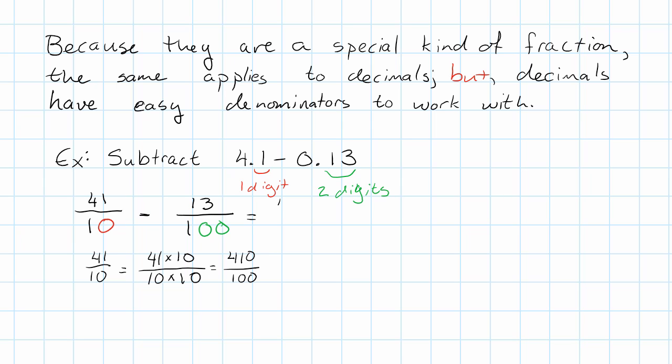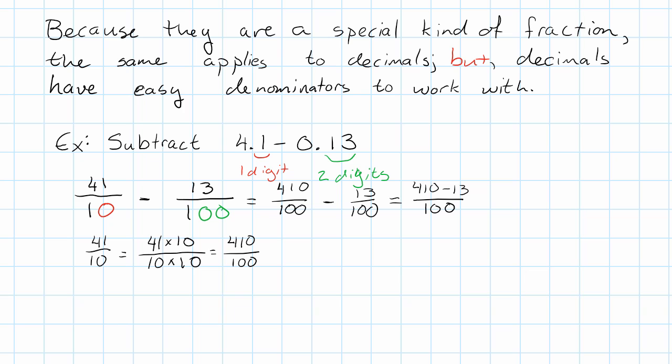So my problem is going to be 410 hundredths minus 13 hundredths. Okay, these have the same denominator. So my new denominator is going to be 100. My new numerator is going to be 410 minus 13. Let's write that subtraction out by hand because I'm going to want to look at it in a minute.